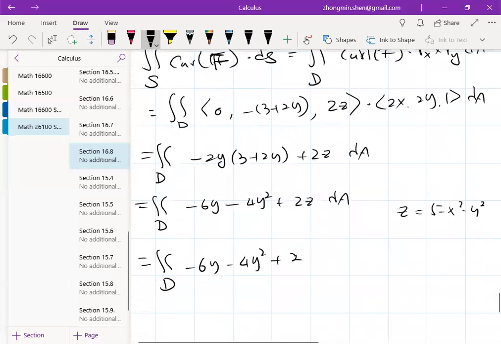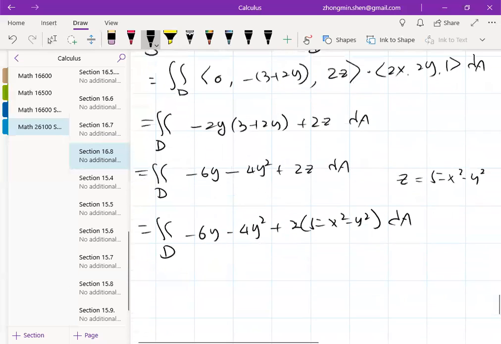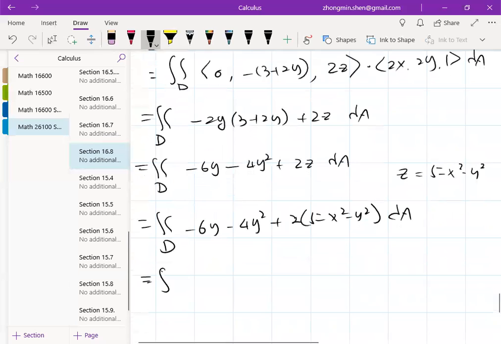But 2 times 5 minus x squared minus y squared dx. Okay. So finally, I got 10 minus 2x squared minus 6y squared, because negative 4y squared minus 2y squared is negative 6y squared. Right?